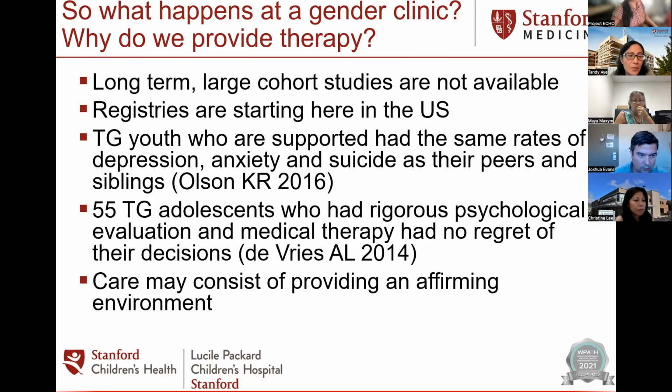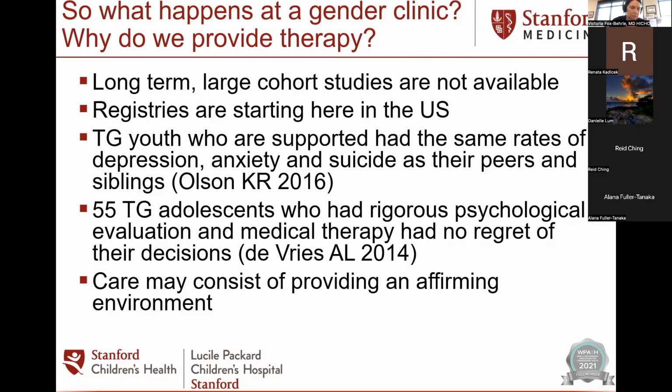Olson. And 55 transgender adolescents who actually had rigorous psychological evaluation, exploration, evaluation for readiness, and then started medical therapy and were followed, had no regret of their decisions. This was in 2014, and the same cohort has been followed now. Another study, I think when it came out was another 7 years later, they were still not having regret, because that's what people worry about, the detransition and regret. And care may consist of just providing an affirming environment. So when they're first just coming here, it might just be that it's a place where they can be themselves and talk and listen to us from a medical standpoint.